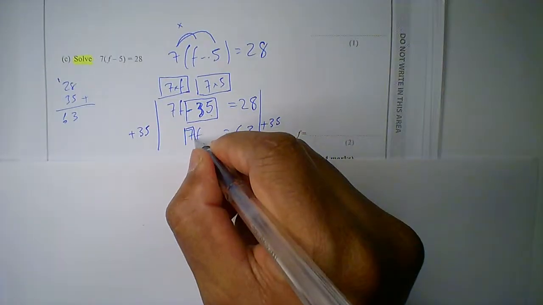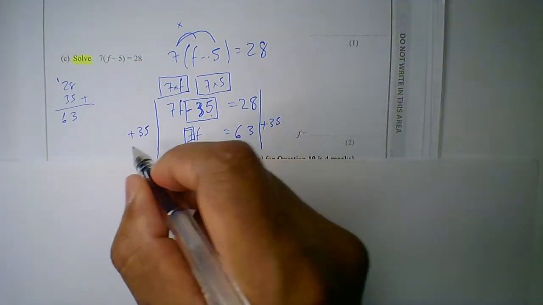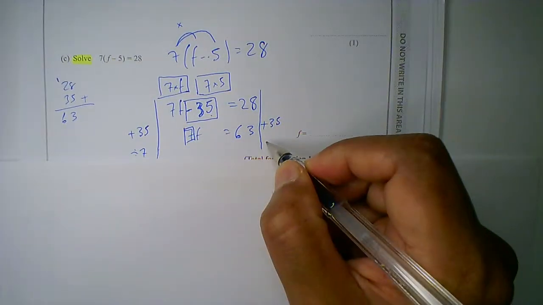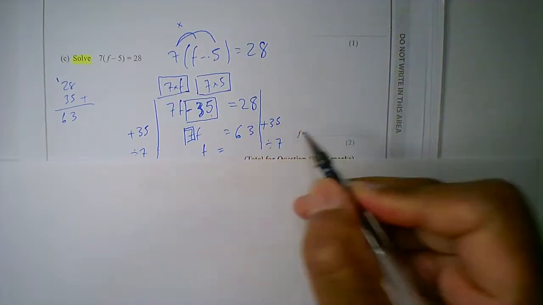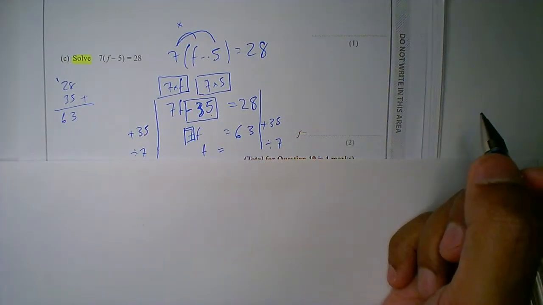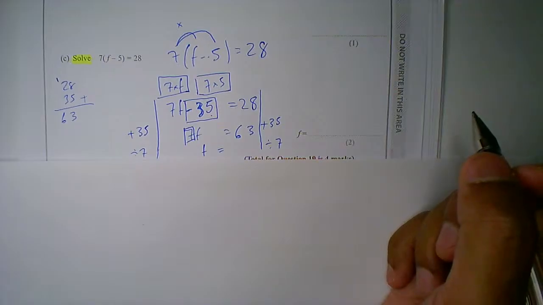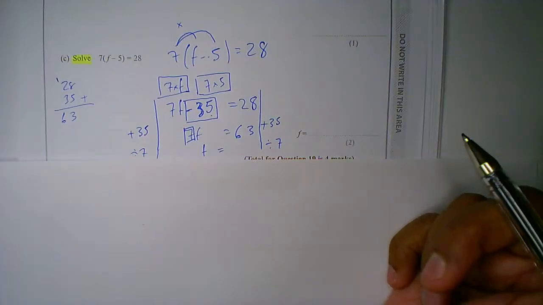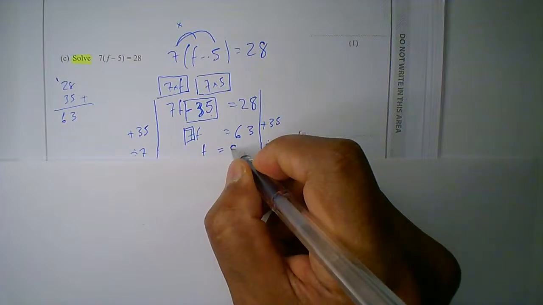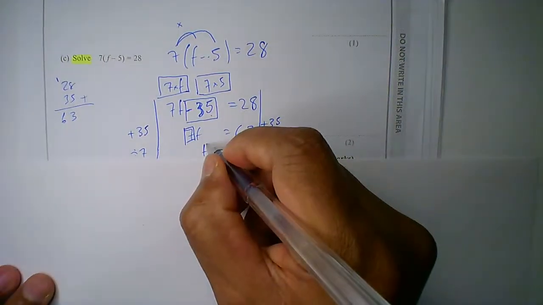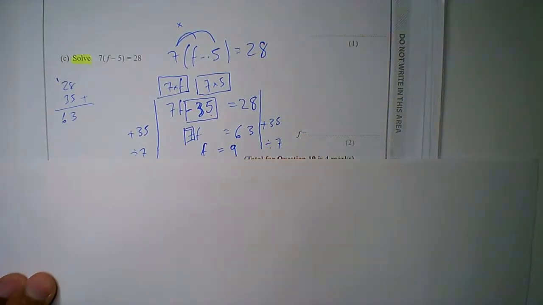And now I need to remove the 7. Opposite of times by 7 is divide by 7. Divide by 7 both sides. So I'm left with F equals to 63 divided by 7. So if I do my 7 times table, 7, 14, 21, 28, 35, 42, 49, 56, 63. So 9. 7 times 9 is 63. So that's my answer, F equals to 9.